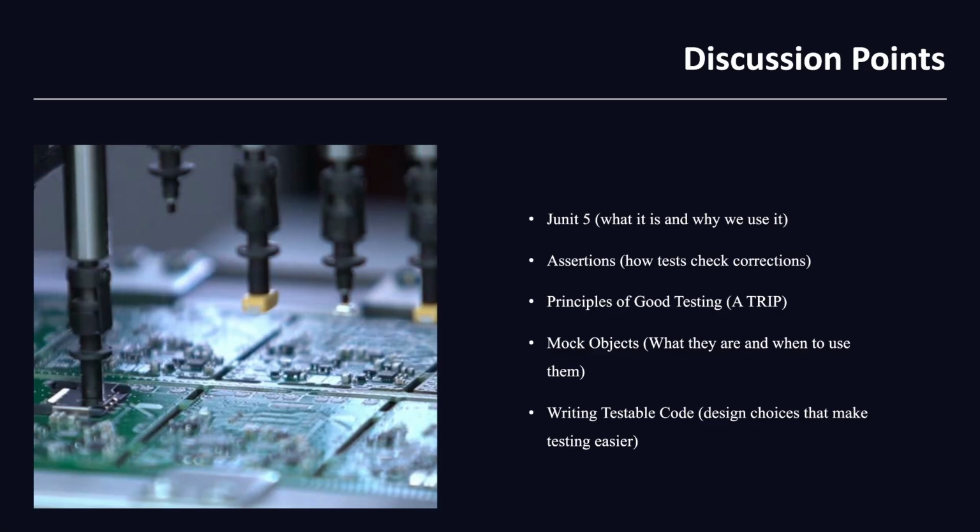Some discussion points. Here's the roadmap for the presentation. First, I'll introduce unit testing and how it fits into the bigger picture of software testing. Then, I'll explain JUnit 5 and what assertions are, since assertions are how tests actually check correctness. After that, I'll cover the principles of good testing using the acronym A-TRIP, which is a good checklist for test quality. Then, I'll explain mock objects and Mockito, and finally, I'll talk about what it means to write testable code, because design choices make unit testing either easy or really painful.